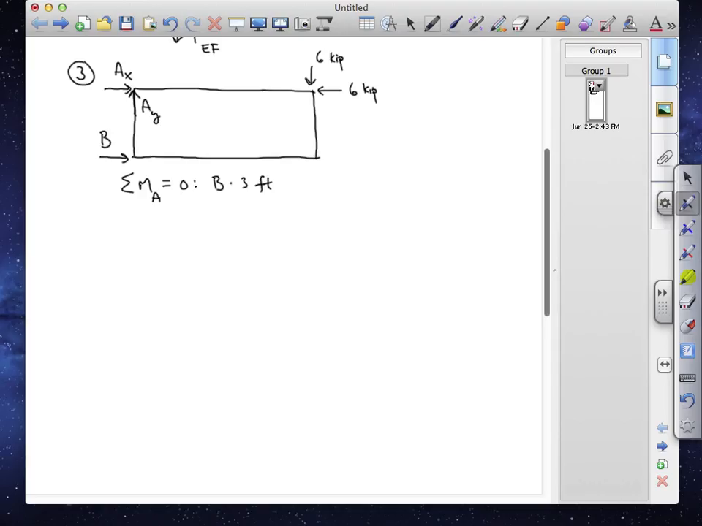And then of the two 6 kip loads on the upper right, only the vertical load contributes a moment about A because the line of action of the horizontal 6 kip load goes through A. The vertical 6 kip load exerts a clockwise or negative moment about A through a distance of 8 feet. So we have minus 6 kip times 8 feet is 0. And we'll solve for B, and we end up with B is equal to 16 kip.